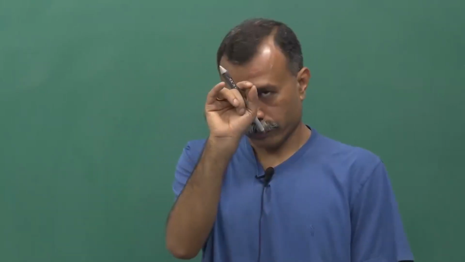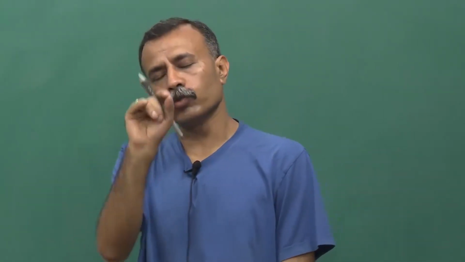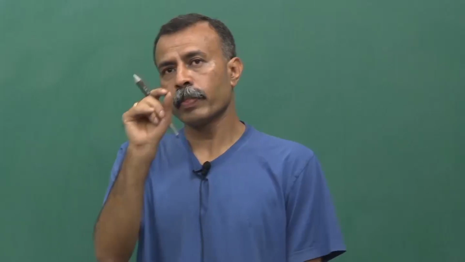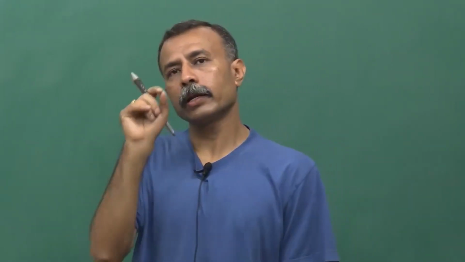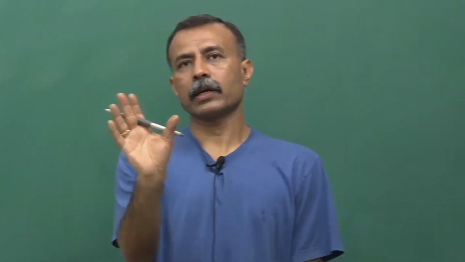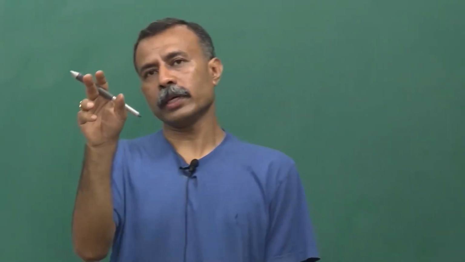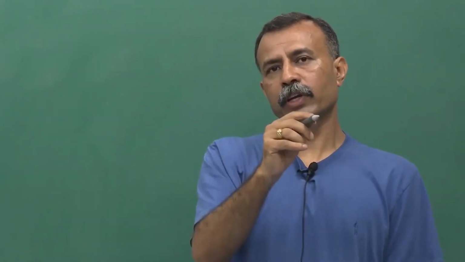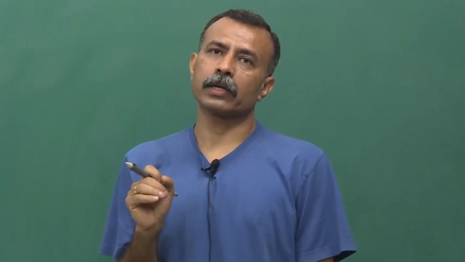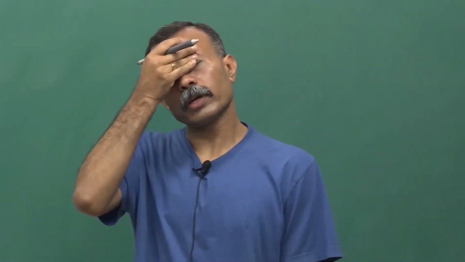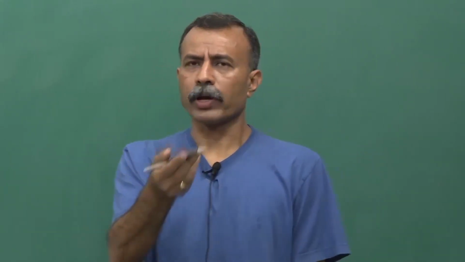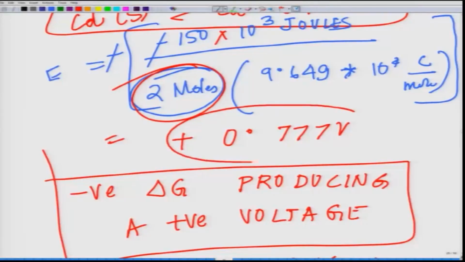So, your n becomes 2 moles of electrons, multiplied by the Faraday's constant. If you remember, the Faraday's constant is the amount of charge on an electron multiplied by the Avogadro's number. So you multiply by the Faraday's constant, and you are left with E. So, E is 150 kilojoule per mole divided by n, which is 2, and F, the Faraday's constant. You convert the 150 kilojoules into joules by multiplying by 10 to the power 3, and the value we were getting was around, I think, 0.77 or something. This was the value which you obtained.